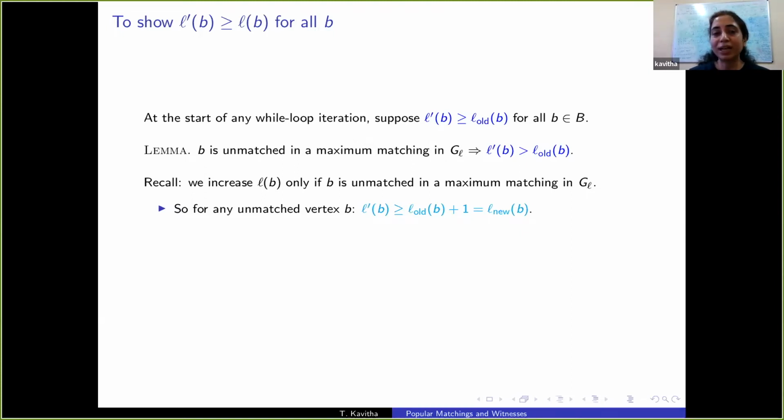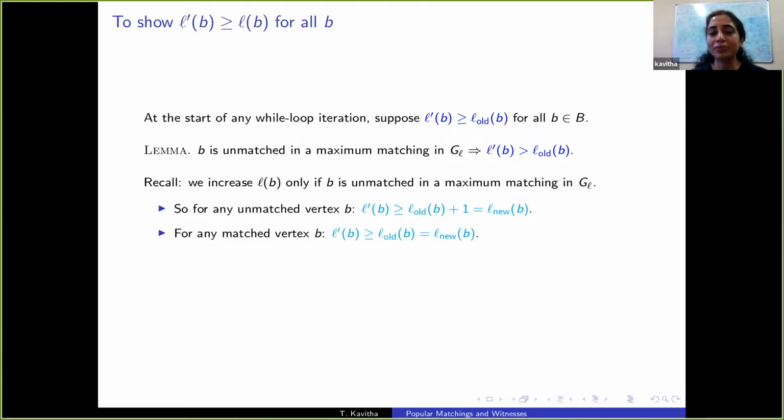So for any unmatched vertex, any unmatched object B, because of the strict inequality, it has to be the case that L prime B is at least L old B plus 1. And L new B is exactly L old B plus 1. So the L value of an object changes only if it's unmatched in the particular maximum matching that we computed. So you should not say "in a maximum matching", we should say "in our maximum matching".